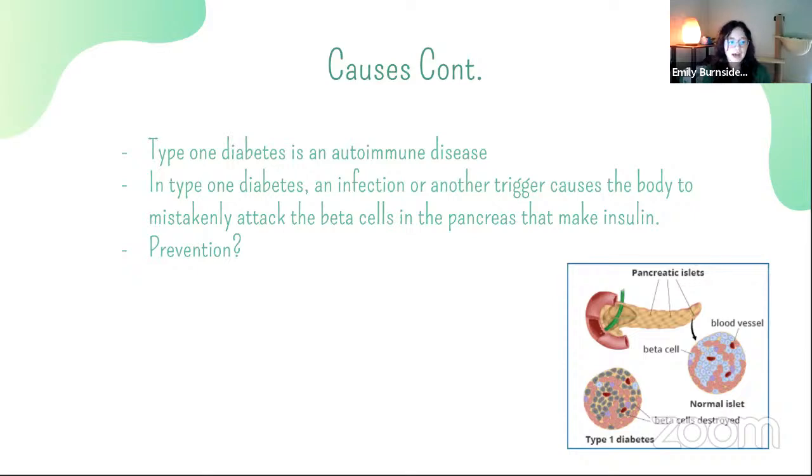A lot of people ask if there is any way to prevent type 1 diabetes, and the answer to that is no. There is no known prevention to type 1 diabetes or any autoimmune disorder for that matter.